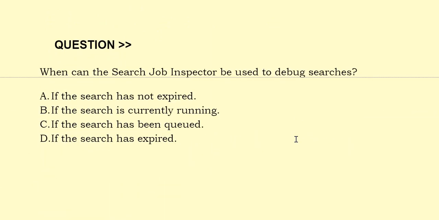Moving towards the next question. Where can the search job inspector be used to debug searches? Option A. If the search has not expired. Option B. If the search is currently running. Option C. If the search has been queued. And option D. If the search has expired. The correct answer is option A.